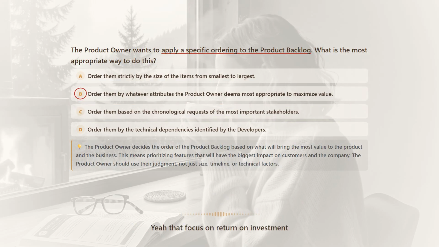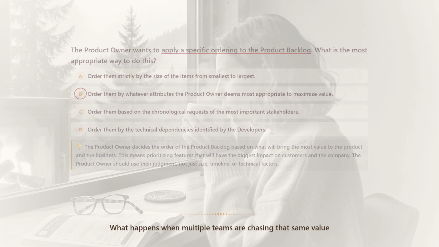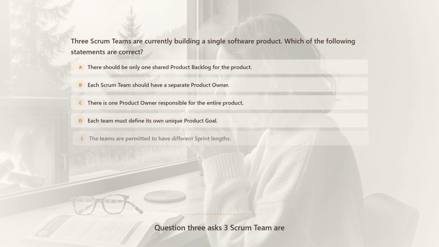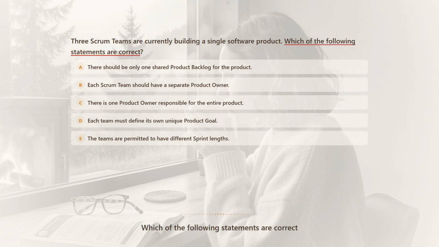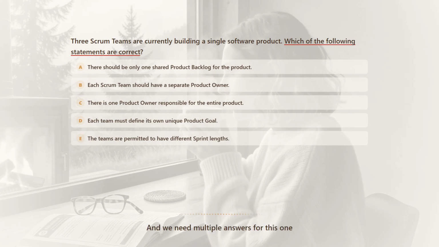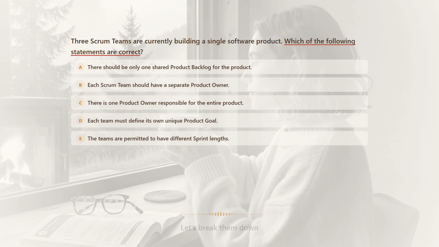Yeah, that focus on return on investment gets incredibly messy when you scale up, too. No, definitely. What happens when multiple teams are chasing that same value? Question 3 asks, 3 Scrum teams are currently building a single software product. Which of the following statements are correct? And we need multiple answers for this one. The multi-select ones can be tricky. Let's break them down.